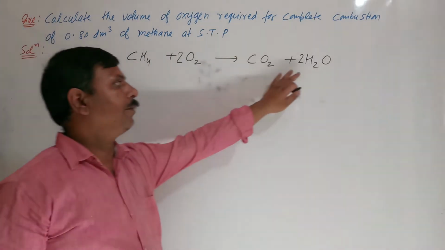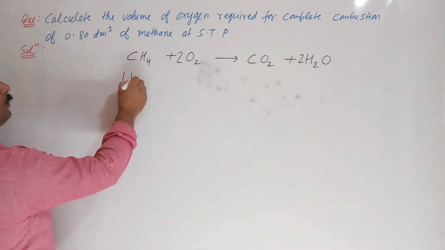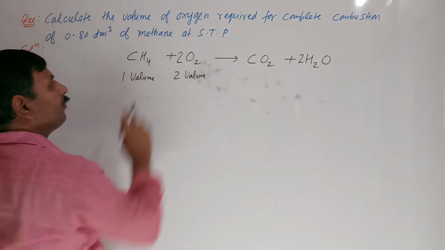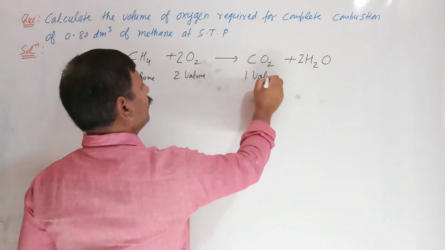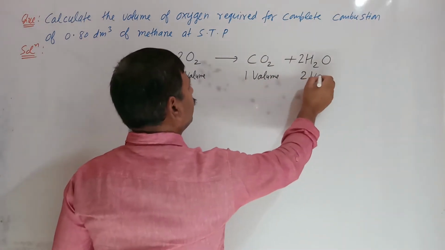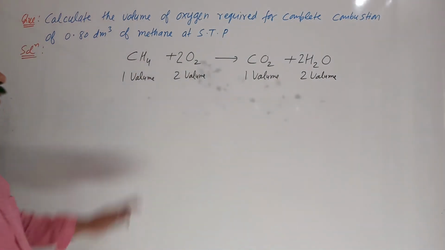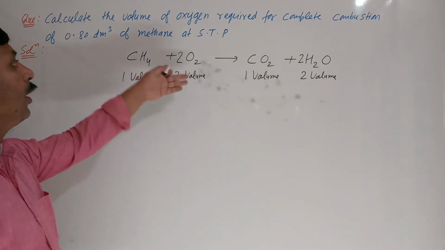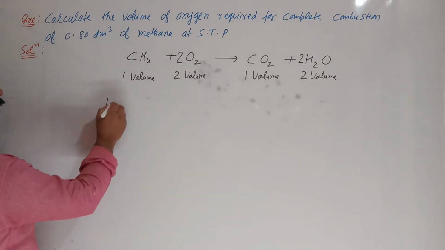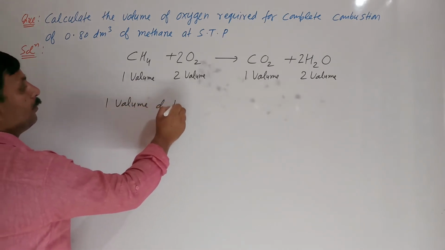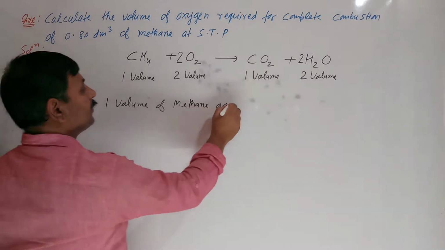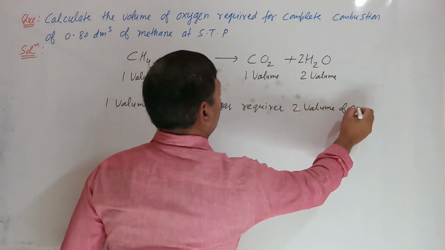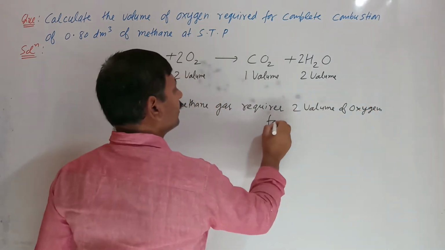Methane reacted with oxygen, they are forming carbon dioxide. Here you can see one volume of methane gas combined with two volume of oxygen, and they are forming one volume of carbon dioxide and two volume of water vapor. So here we can see for one volume of methane gas it requires two volume of oxygen for complete combustion.